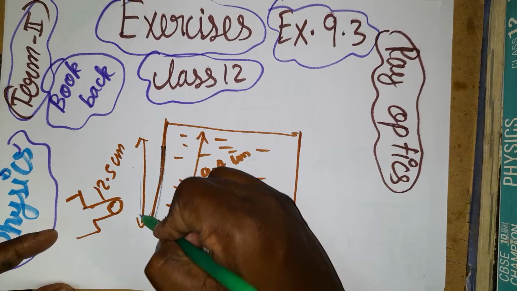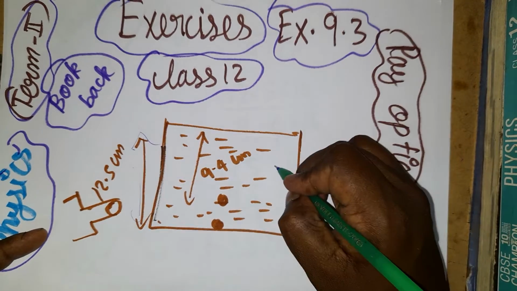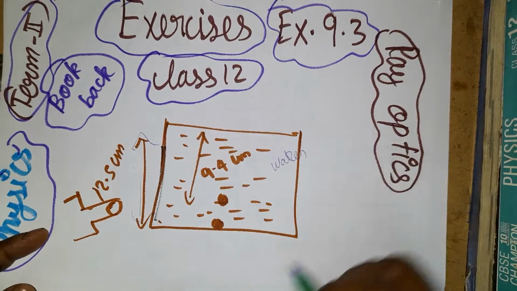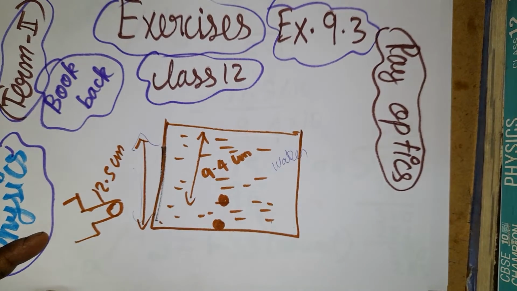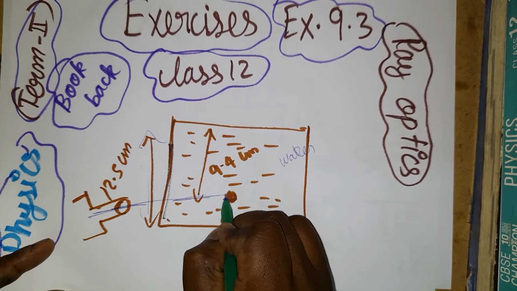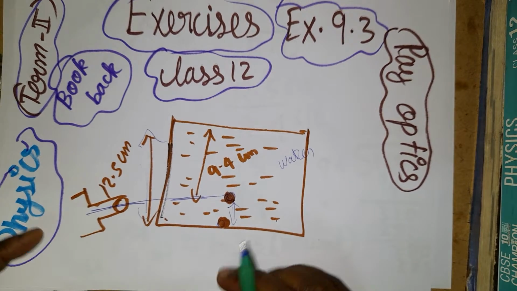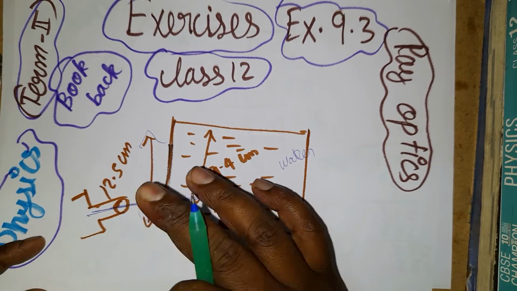The real depth is 12.5 and the apparent depth is 9.4. We used water here. Real depth by apparent depth gives the refractive index. We used a microscope to see this apparent depth. A coin placed here appears raised a little bit above. Now we know how to find the refractive index from the given data.